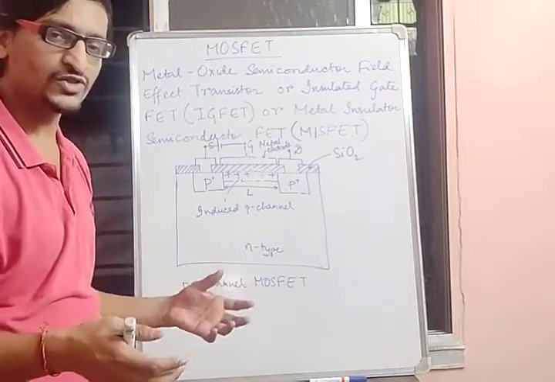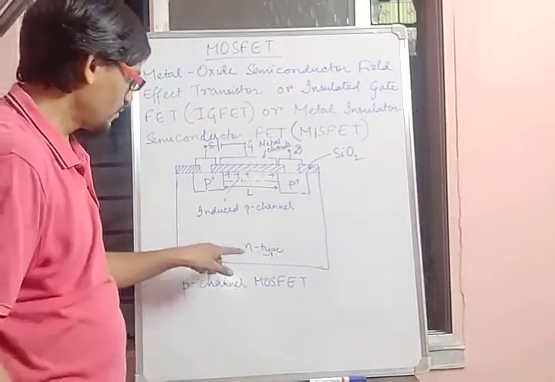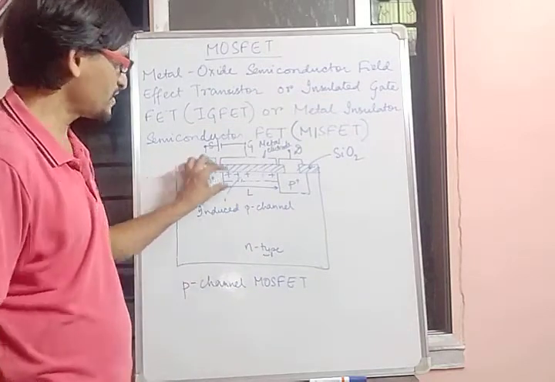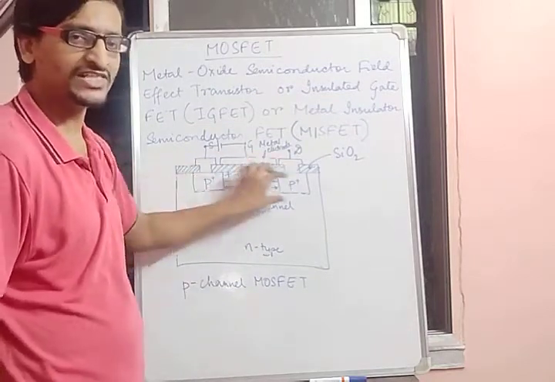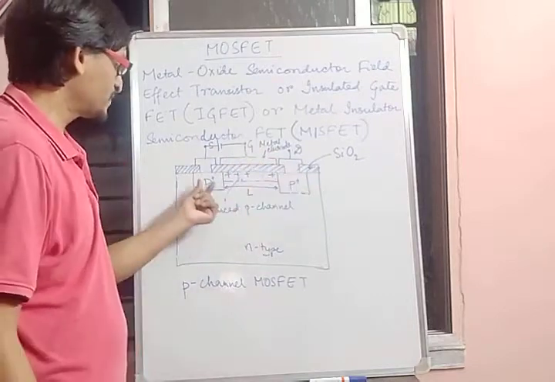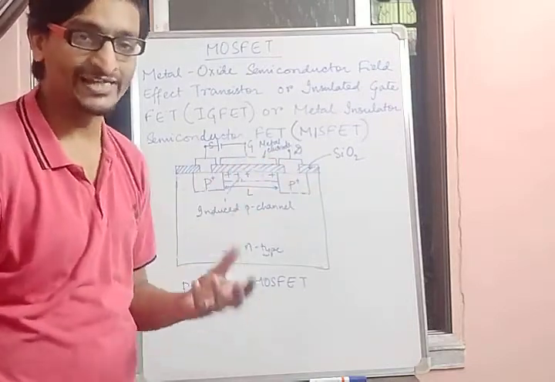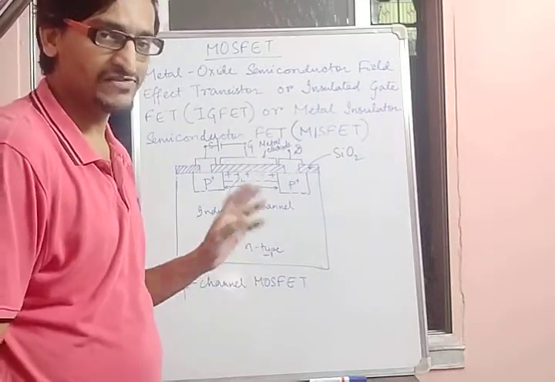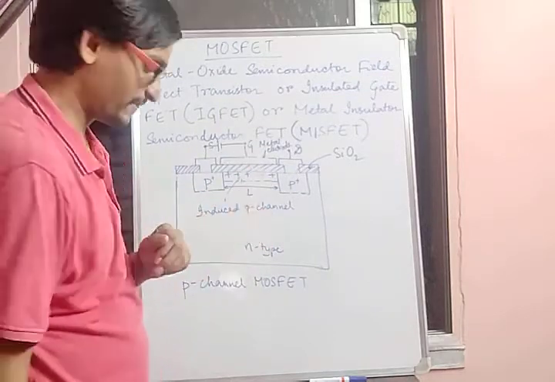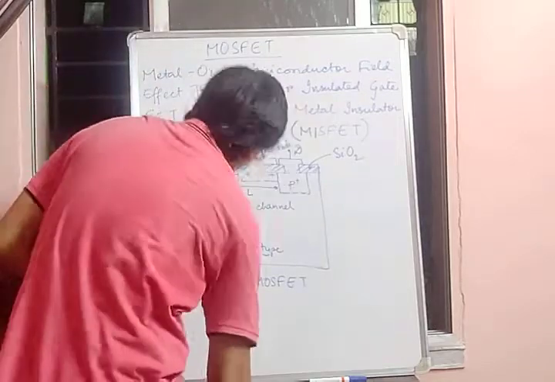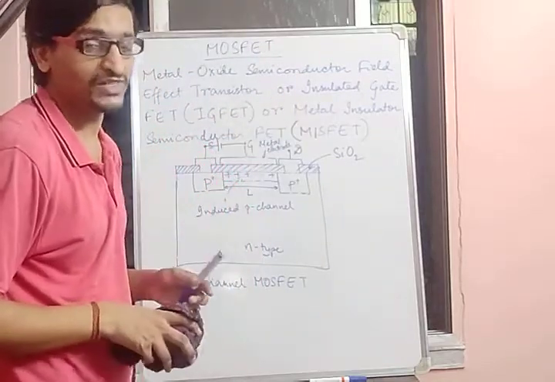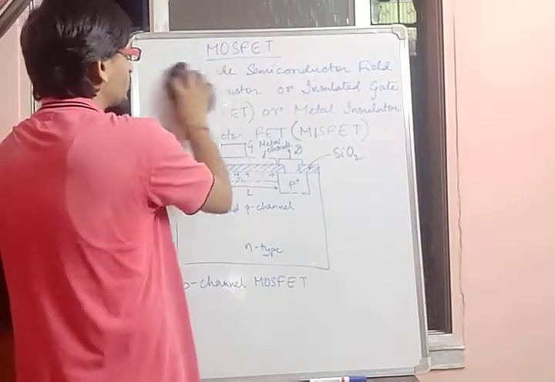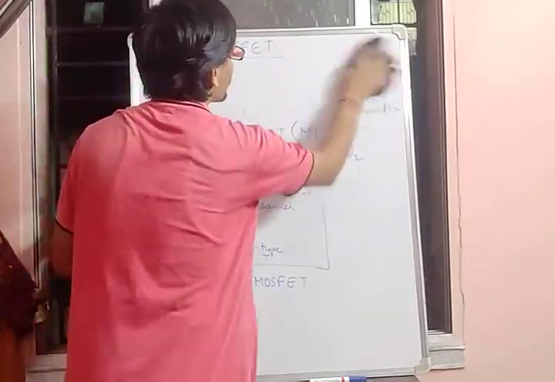Similar will be the case for your N channel MOSFET. Here we take a lightly doped P type substrate in which two highly doped N plus regions are injected. This plus basically represents that it is highly doped. The polarity of the voltages will also get reversed in case of the N channel MOSFET. So this is basically the operation on which a MOSFET works. Now again, a MOSFET can operate in two ways.